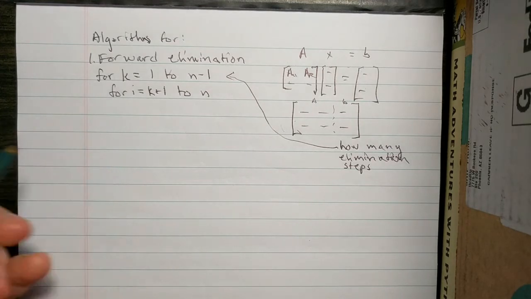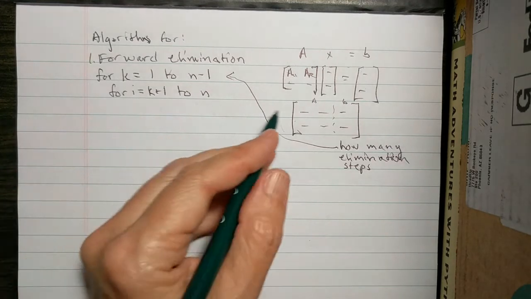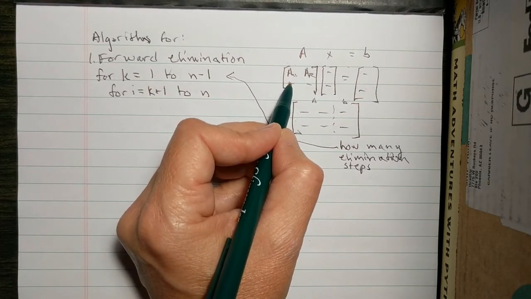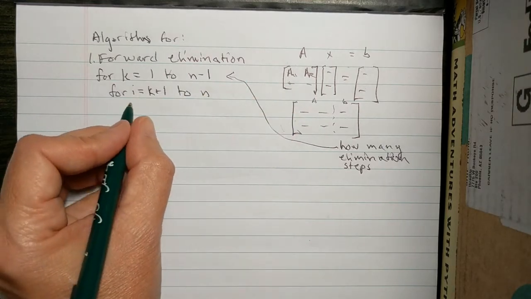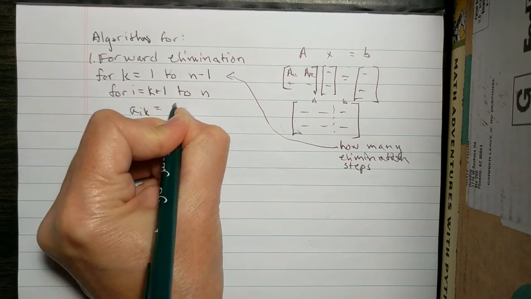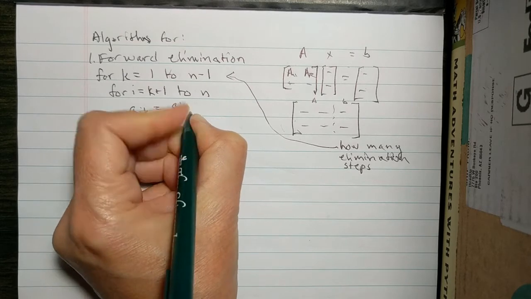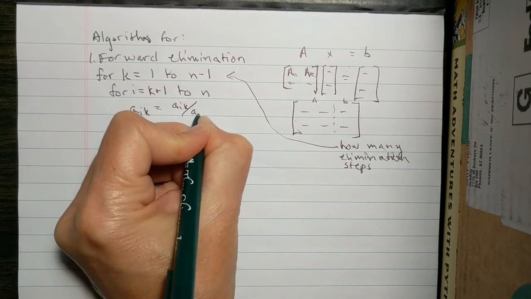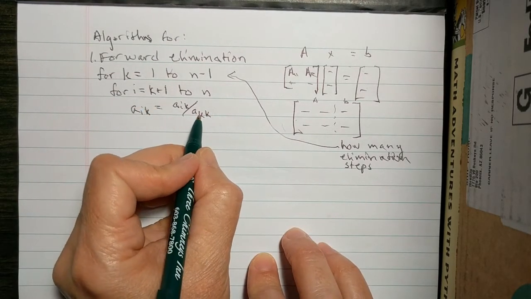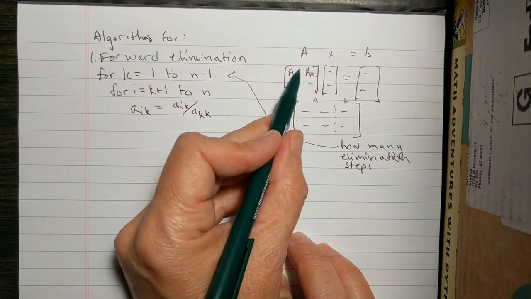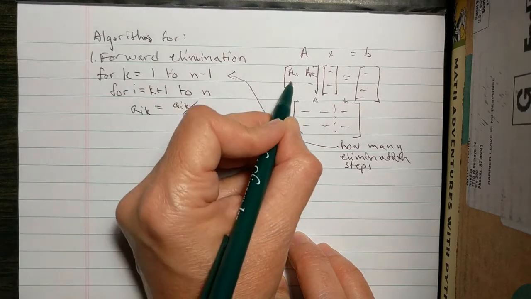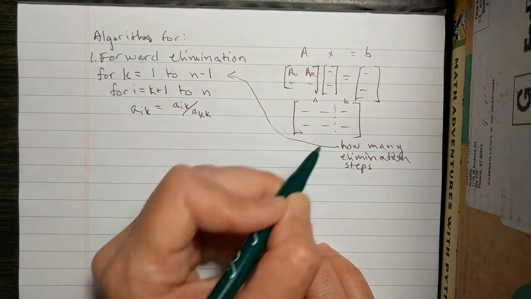For that step, we need to calculate that ratio. We need to subtract a ratio of something from here to make this be 0. So our ratio is a sub ik equals a sub ik divided by a sub kk. This is our elimination step. This says the diagonal we're working on, we want to divide by that. And what are we dividing by? It's this guy. We need to find that ratio so we can subtract.